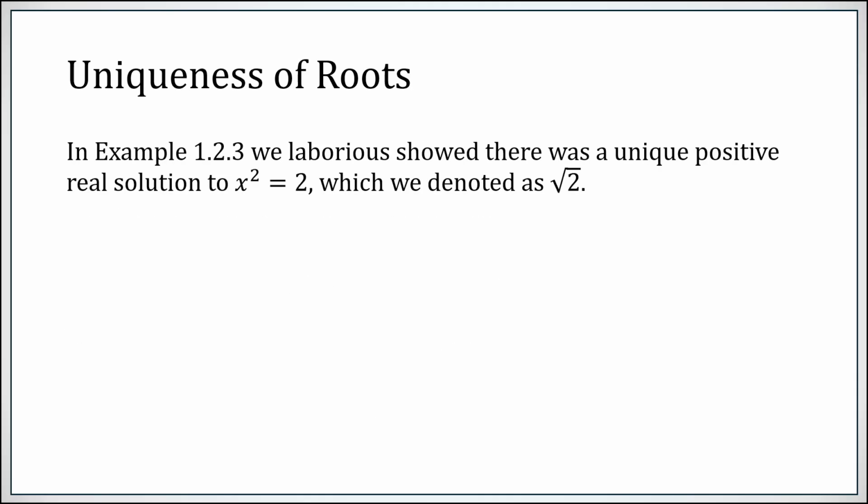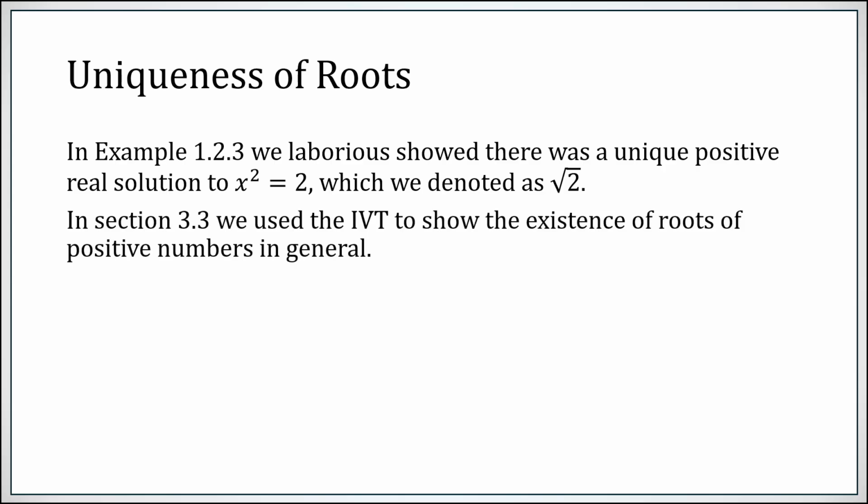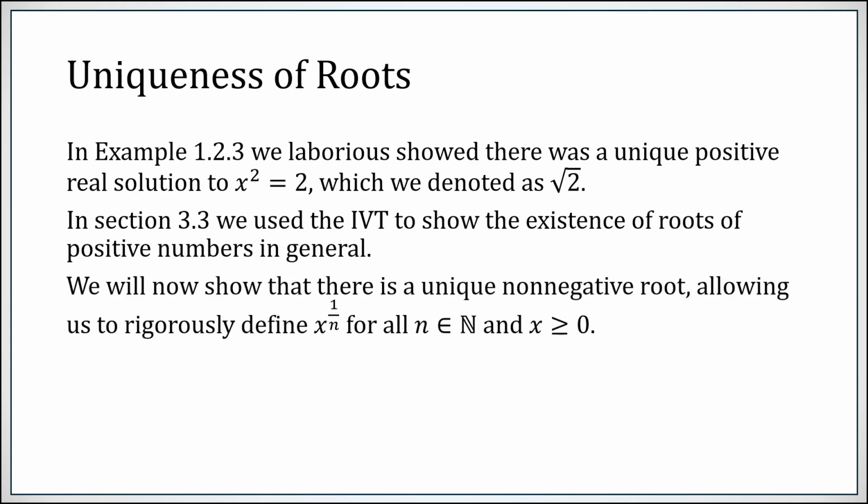In example 123, we showed that there was a unique positive real number whose square was equal to 2. We denoted it as root 2. Then later in section 3.3, we used the intermediate value theorem to show that positive numbers have roots in general. But now we can show there is a unique non-negative root. We can therefore define the unique non-negative nth root of a positive number x. We're going to call that x to the 1 over n.